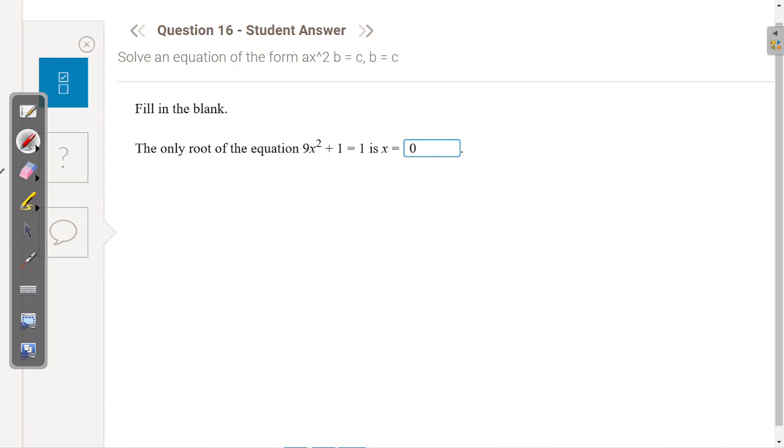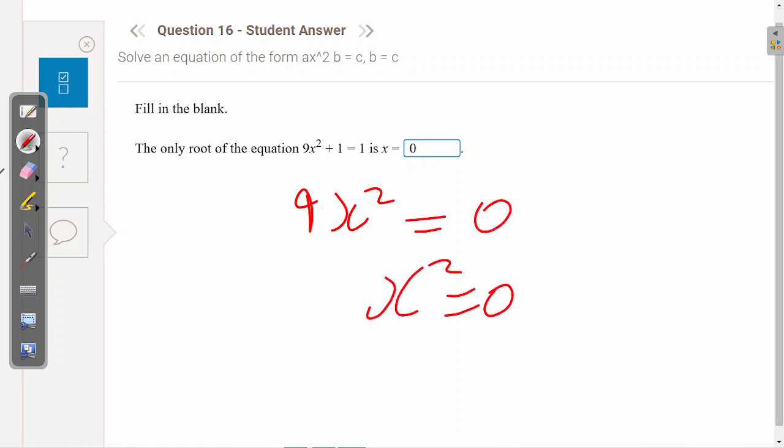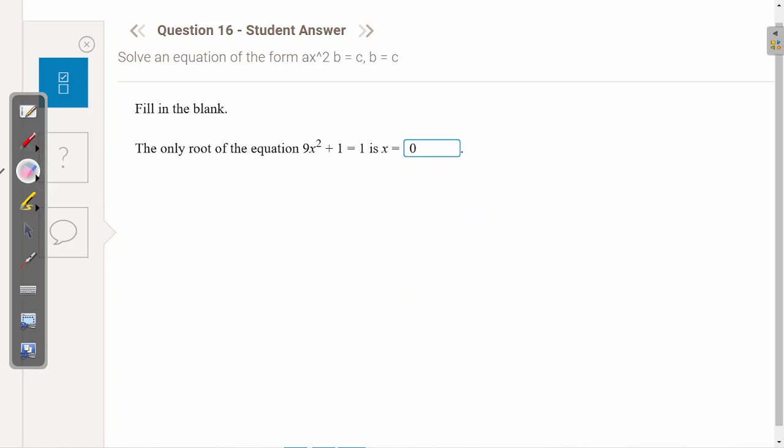This is the same thing. 9x squared, move everything to the other side, equals 0. x squared equals 0. The square root of 0 is just 0, so it's 0, only one root.